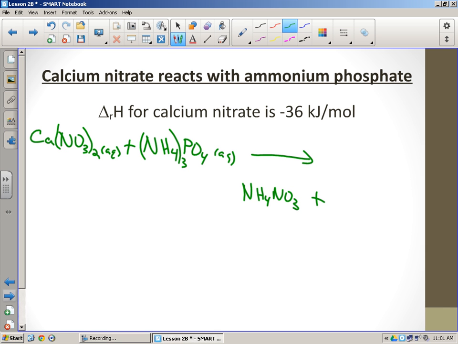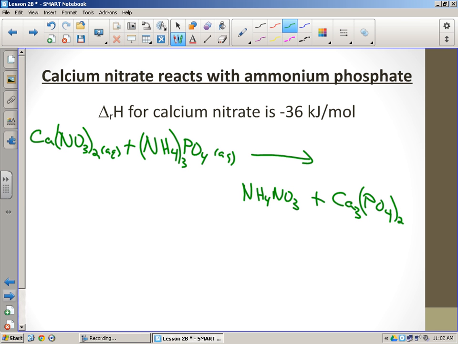And calcium is going to go with the phosphate. Of course, calcium is a 2+, and phosphate is a 3-. So we need to swap and drop there, right? Like so. We really should put states with this, right? Technically, that's something we should be able to do. I expect you to be able to do that in Chem 20 as well.